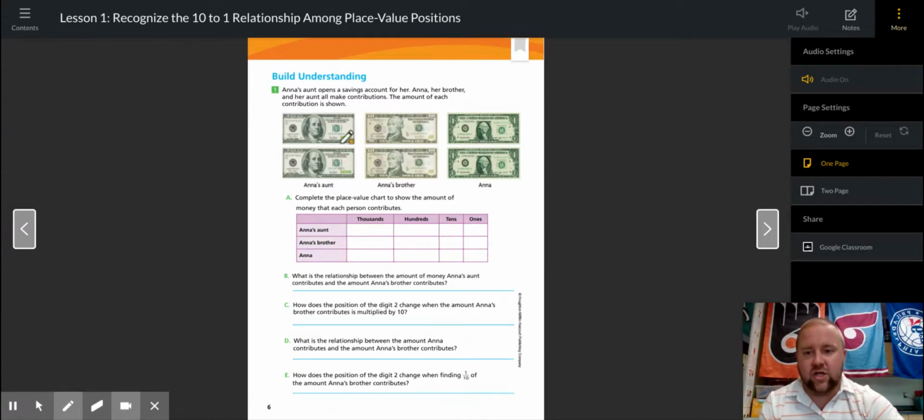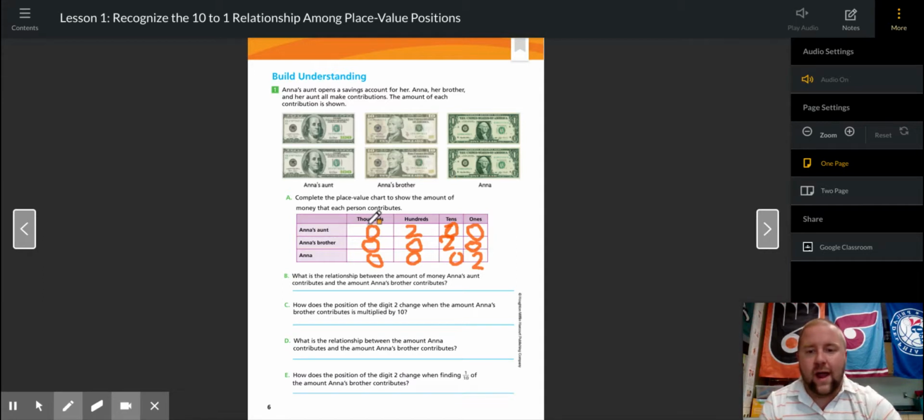So Anna's aunt, did she put any thousands in? No, she put in 0 thousands. She put in two 100s, okay, and then she put in 0 tens and 0 ones. Okay, Anna's brother put in 0 thousands, 0 hundreds, two tens, and 0 ones. Anna put in 0 thousands, 0 hundreds, 0 tens, and two ones. Okay, so this is place value shown with money.